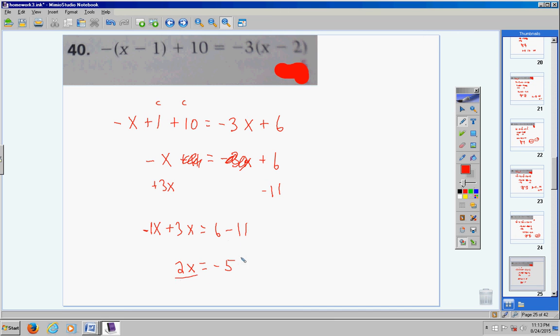Now let's divide both sides by 2. X equals a negative divided by a positive is negative 5 halves, or you could put negative 2.5. Any of those answers are acceptable as long as you don't forget the negative sign, which I did forget. Alright, moving on. Negative 5 over 2.